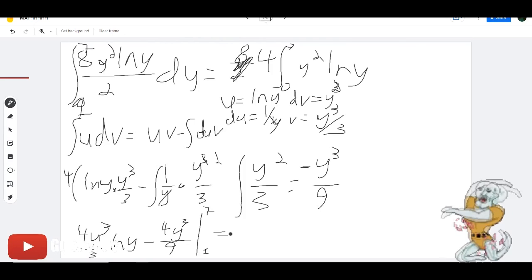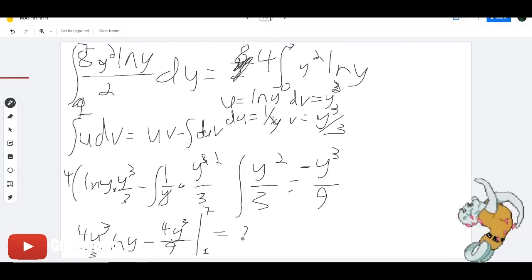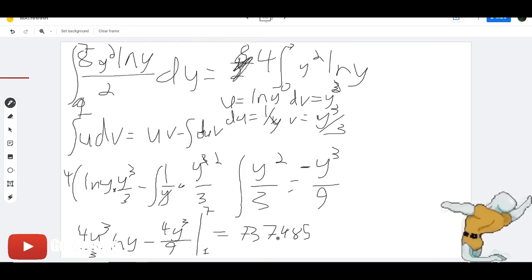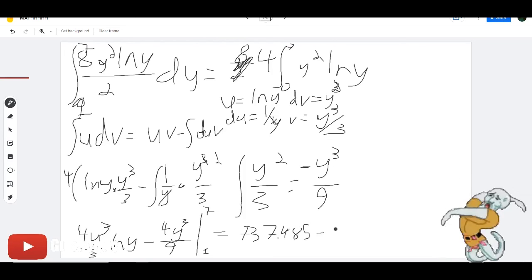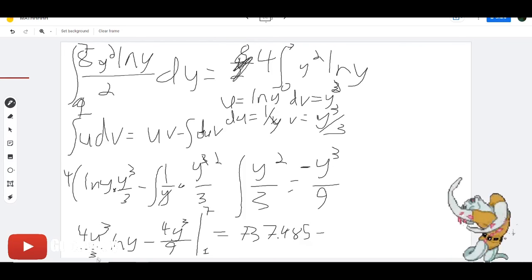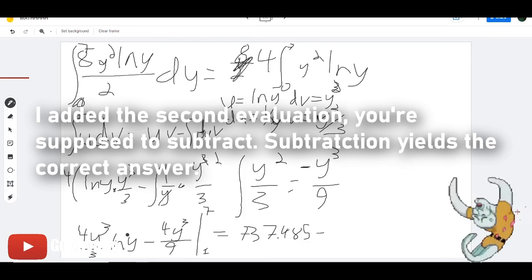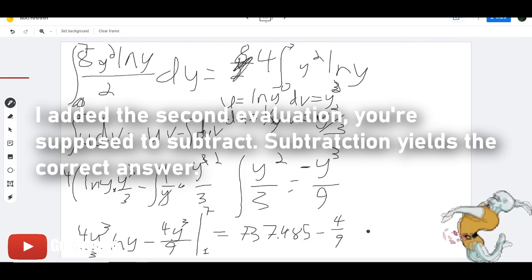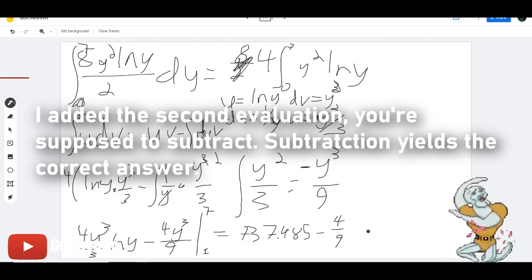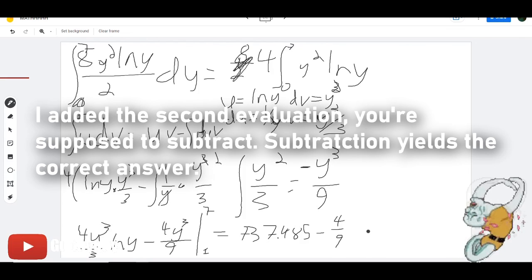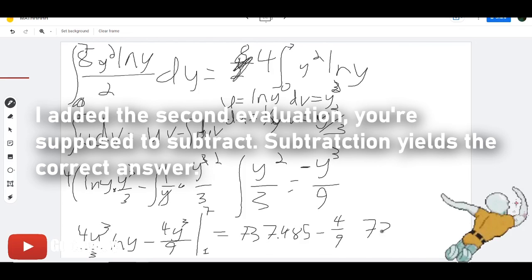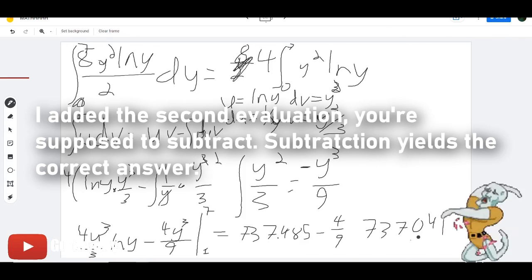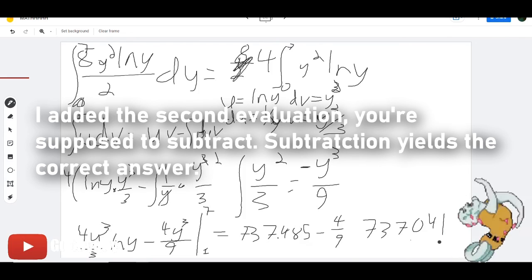Okay, so plugging in 7 gives us 737.485 minus, and when we plug in 1, the natural log of 1 is just 0, so we can ignore that term, minus 4 over 9. So 737.485 minus 4 over 9 is equal to 737.041. And that should be what we got for the integral, and that is not what we got for the integral. What did I do wrong?